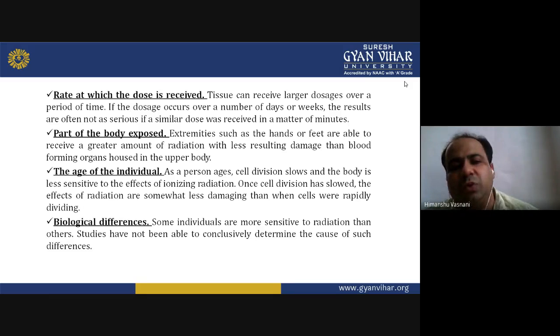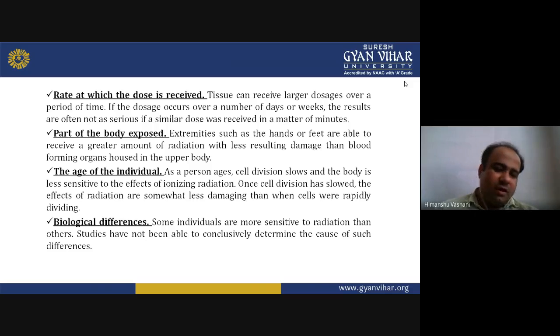The age of the individual. As a person ages, cell division slows and the person is less sensitive to the effects of ionizing radiation. Once cell division has slowed, the effects of radiation are somewhat less damaging than when cells are rapidly dividing. Age also matters. And biological differences: some individuals are more sensitive to radiation than others. This is biological. Studies have not been able to conclusively determine the cause of such differences.